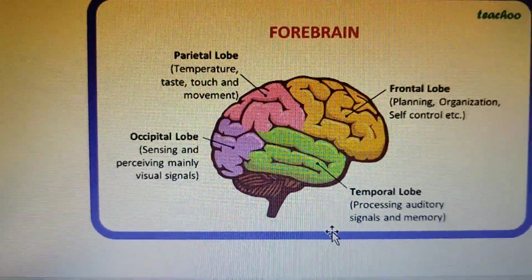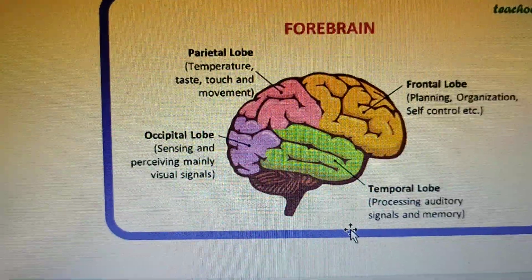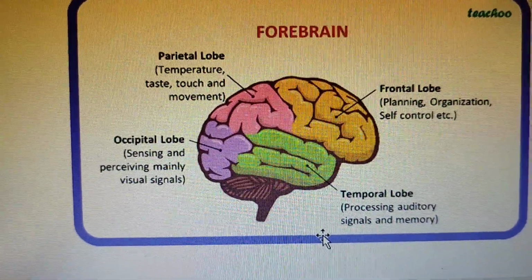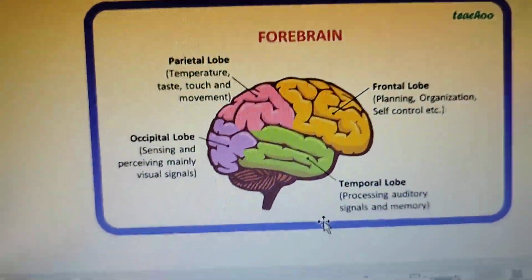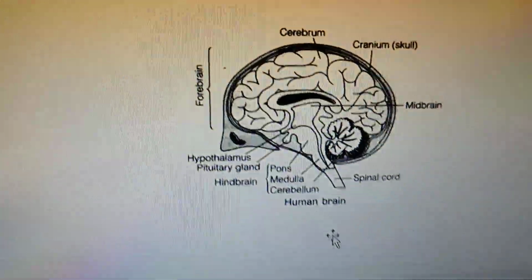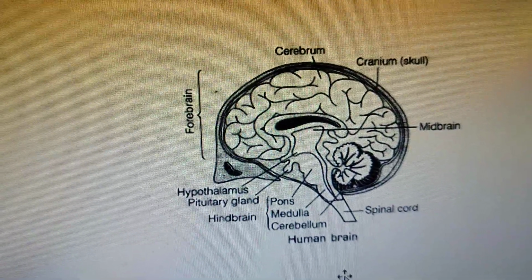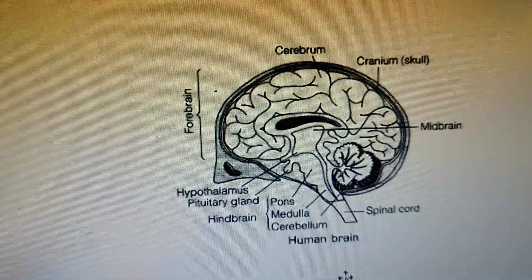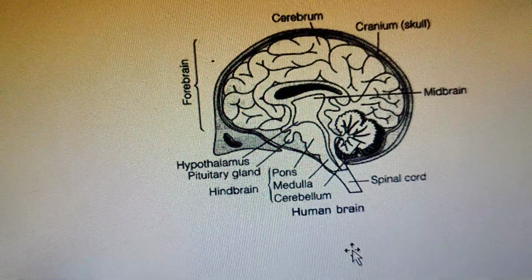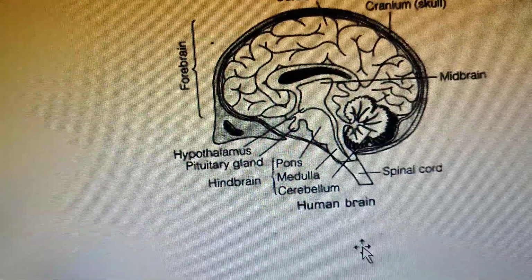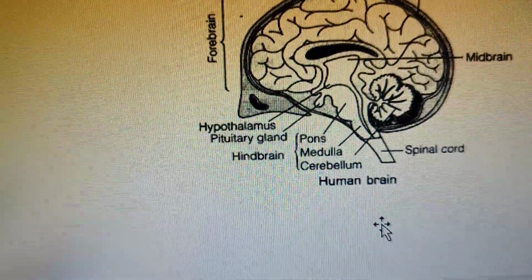So you can find out our forebrain alone has maximum functions, and that's why our forebrain is also known as the cerebrum. Cerebrum is what? The forebrain, the huge, big part. Then you can also find the midbrain, which joins the forebrain and hindbrain. Our hindbrain consists of pons, medulla and cerebellum. These three parts make up our hindbrain.